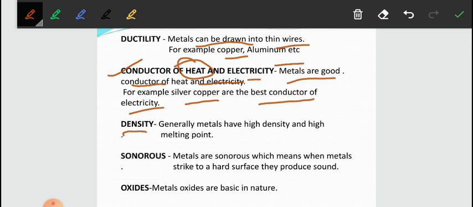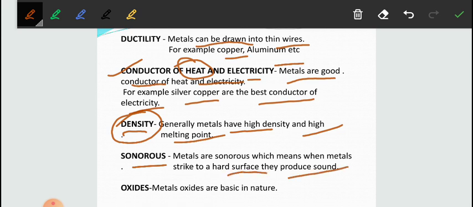Next one is density. Density means mass upon volume, or you can say density is, per unit volume, how much mass of the element is concentrated. So generally metals have high density and high melting point. Next one is sonorous. Sonorous means when you strike a metal against a hard surface, it will produce sound. That is called sonorous. So metals are basically sonorous.